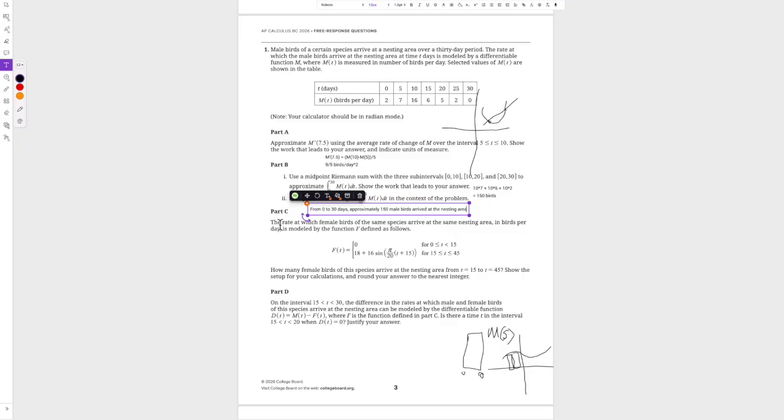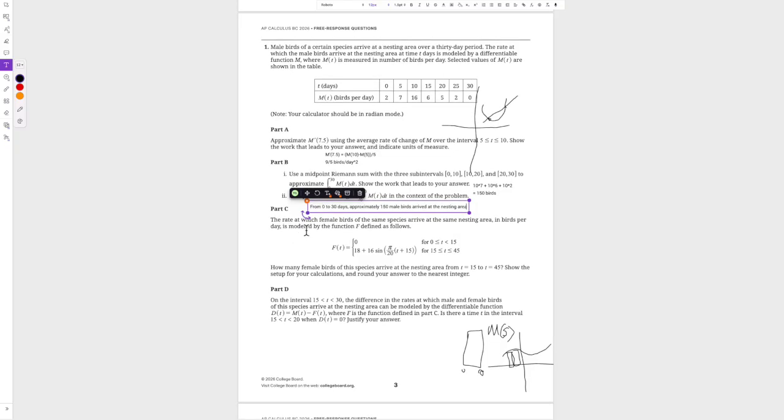So let's move on to part C. The rate at which female birds of the same species arrive at the same nesting area, in birds per day, is modeled by this function. How many female birds of the species arrive at the nesting area from time t = 15 to t = 45? And this is where you're going to be using your calculator.